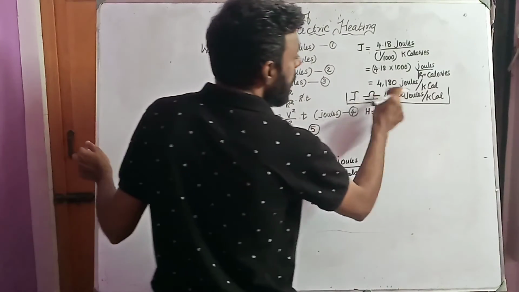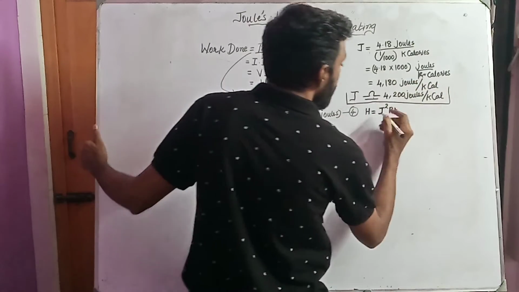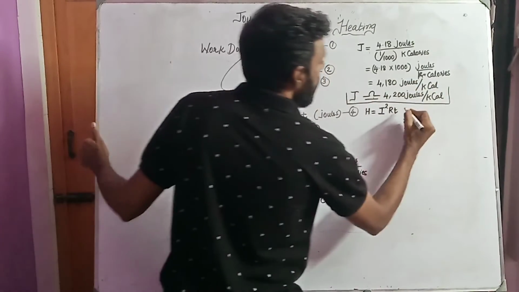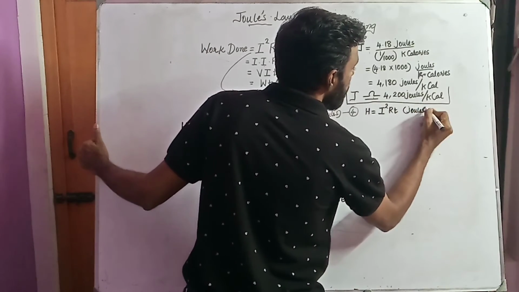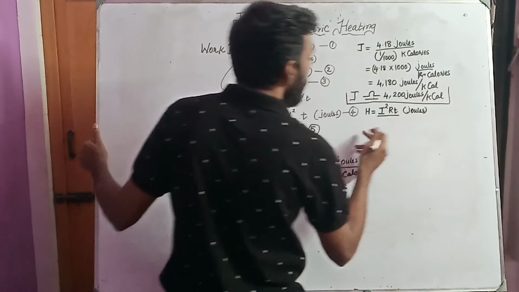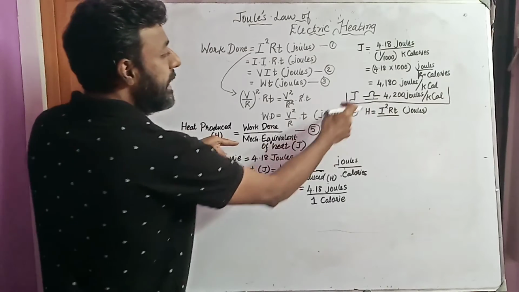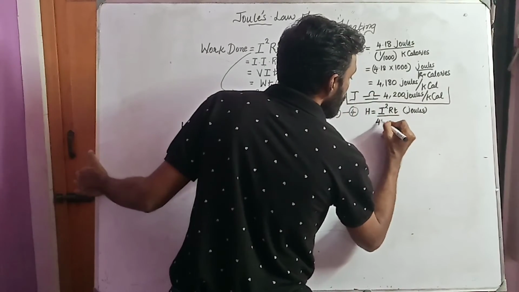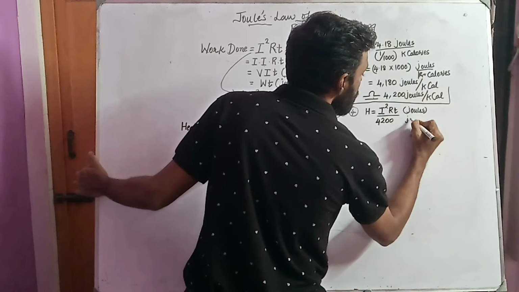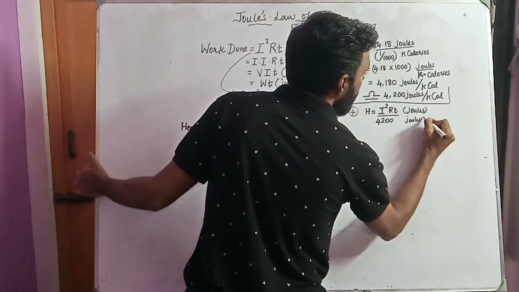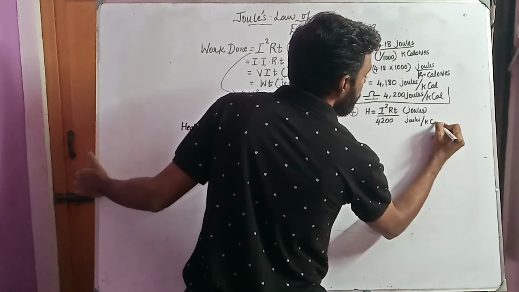We know the mechanical equivalent of heat is 4200. This I squared RT is expressed in joules, divided by the mechanical equivalent of heat J, which is 4200. The unit of 4200 is joules per kilocalories.